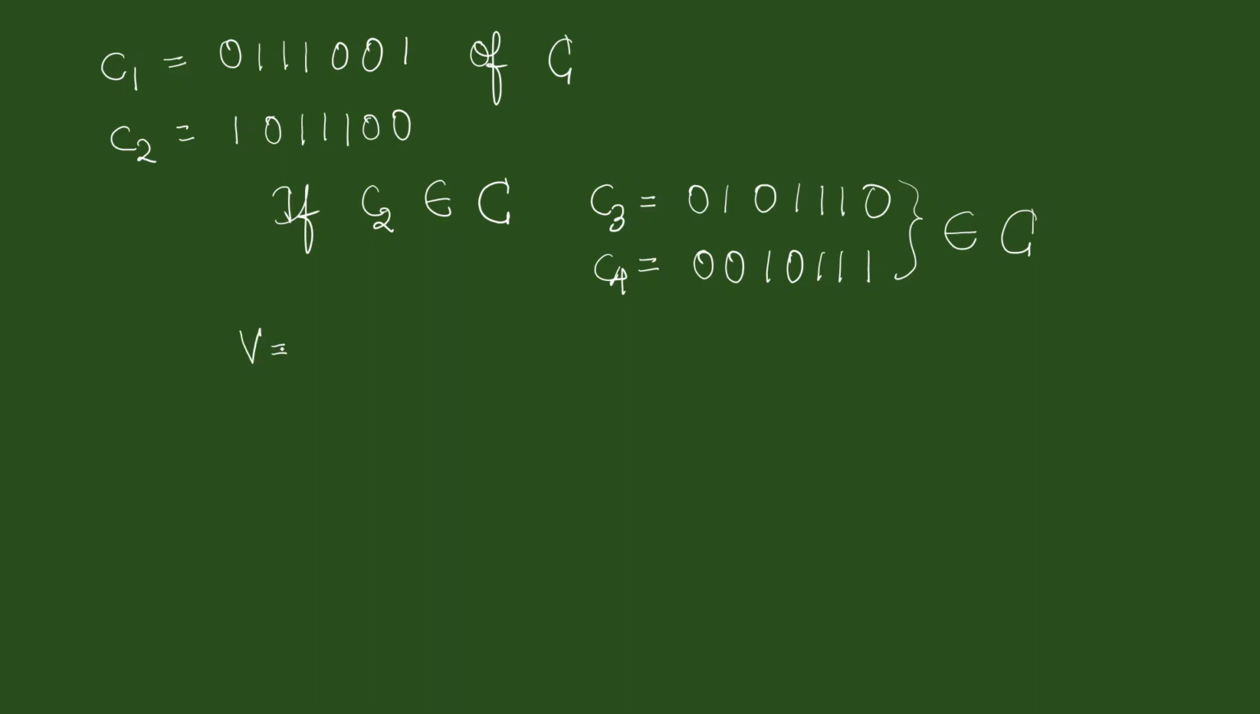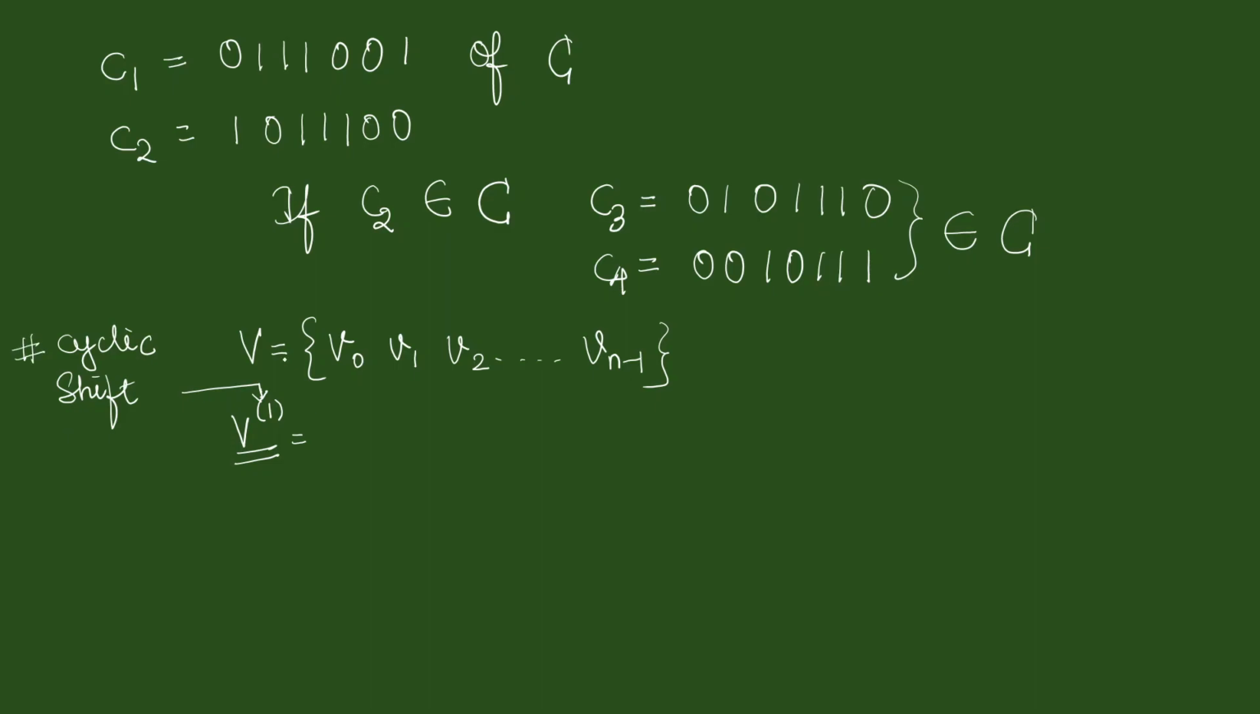Assume that we have a code vector v, which consists of n bits, that is v0, v1, v2, and so on up to v of n minus 1. So there are totally n bits in this code vector. Assume that this is a representation of the code vector v cyclically shifted by one position. So this is the cyclic shift operation that is done on the vector v.